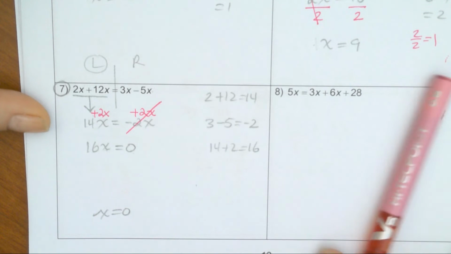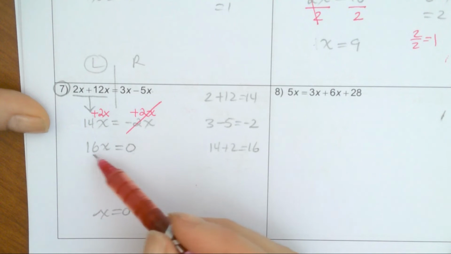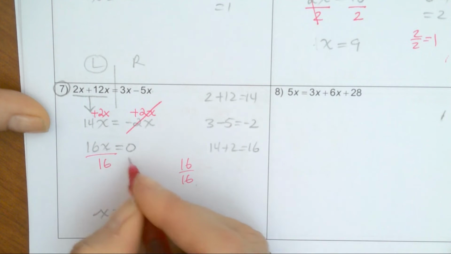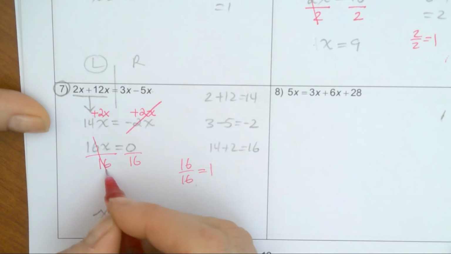Or you can go, who's my best friend? Well, 16 is my best friend, so I have to get rid of the 16, so I do 16 over 16, because 16 over 16 is equal to 1. So there's a 1 there.